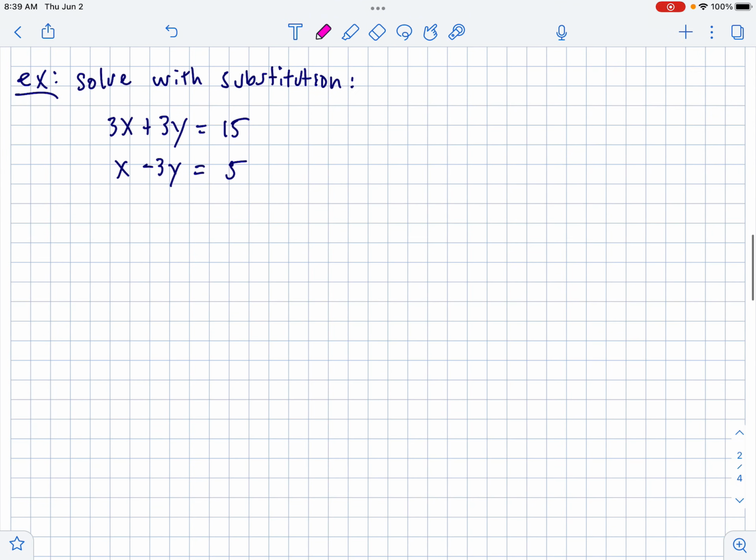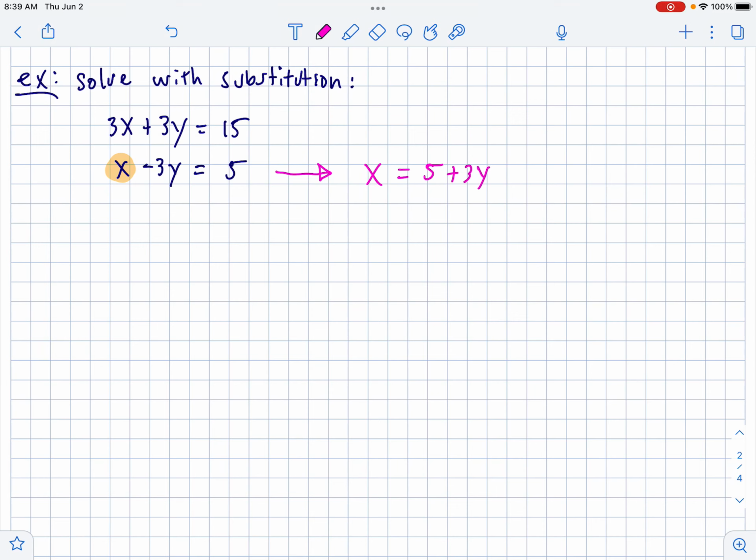Here's another solve with substitution. It's up to you which variable you solve for, but this x is already close to being on its own. So I'm just going to rewrite that one as adding 3y to both sides. So you get x is equal to 5 plus 3y.